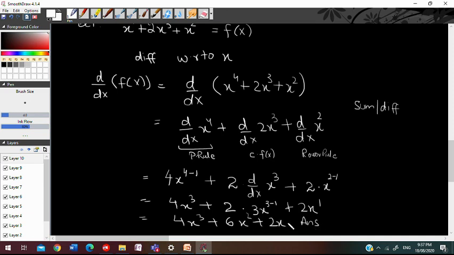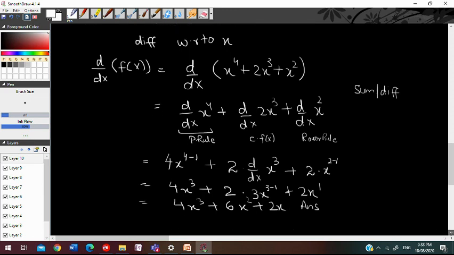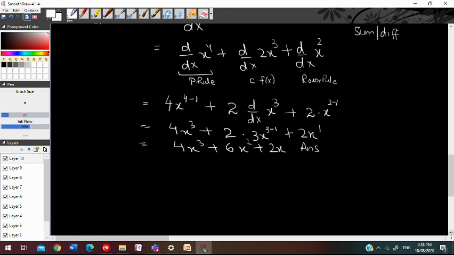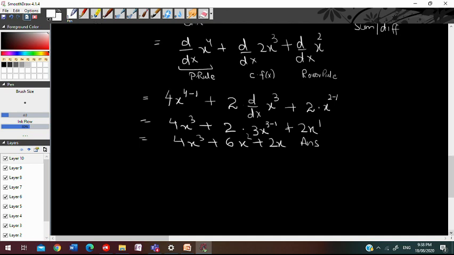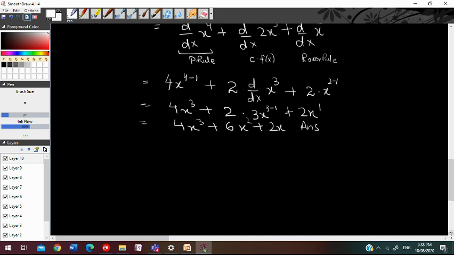Simple, right? Now this is the end of this question. This is simply the answer. Now the second question. I will solve as many questions as needed just to explain the concept of these rules. Now question number 2.